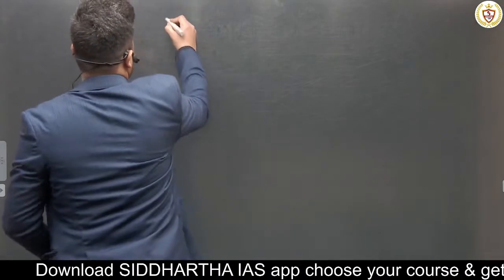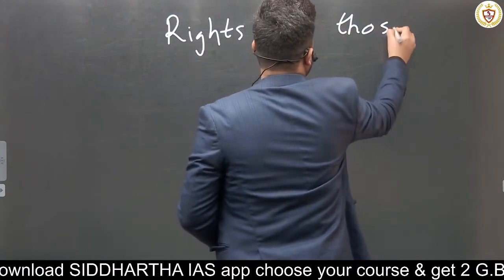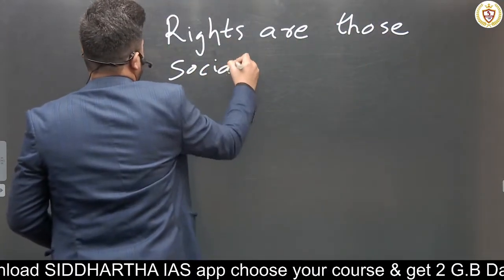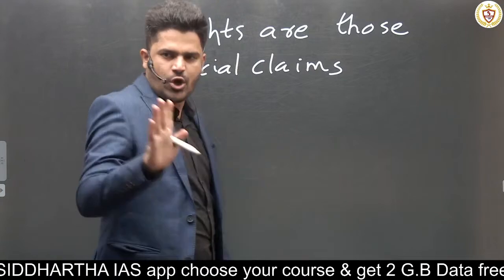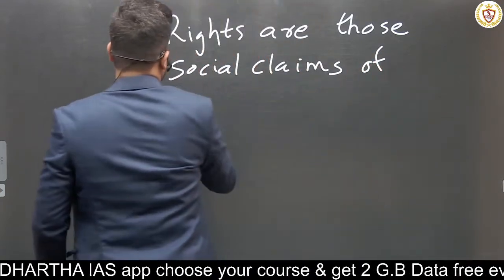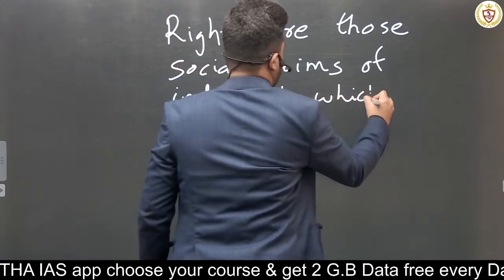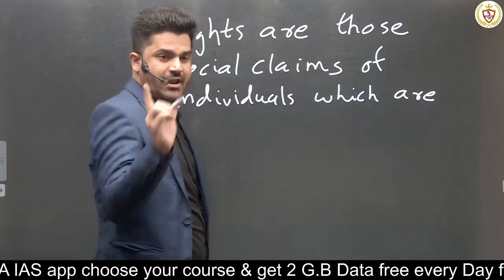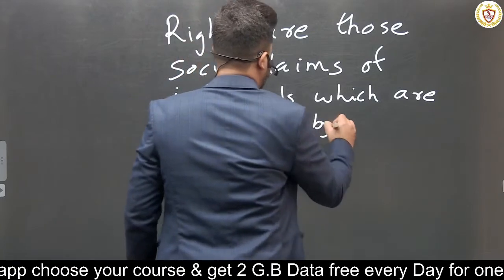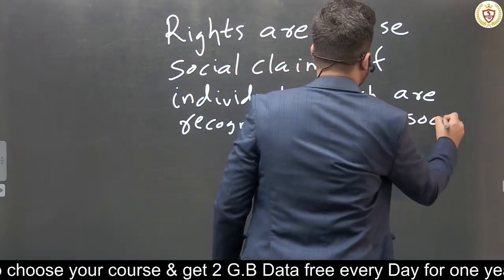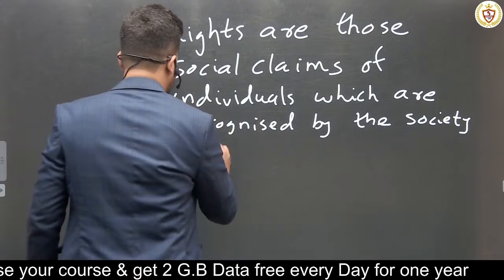Write down. Rights are those social claims, you can write moral claims as well, but rights are those social claims of individuals which are recognized by the society in which the individual lives, and enforced by the state.